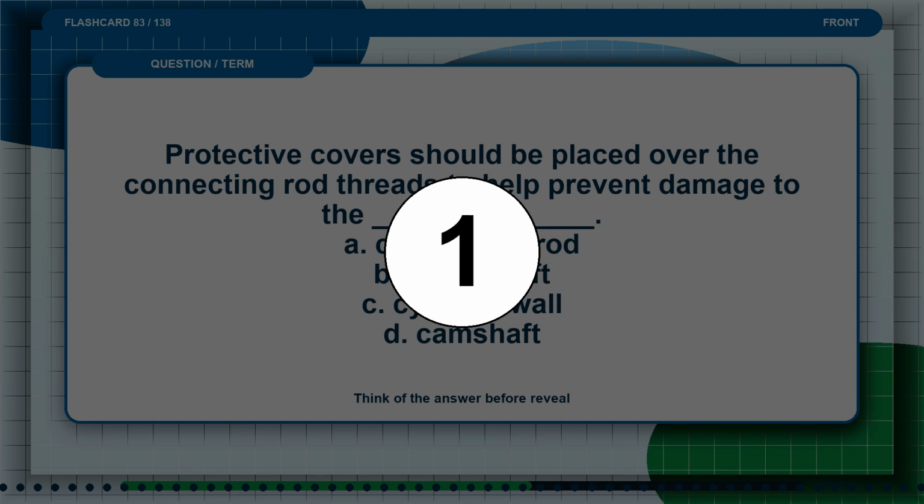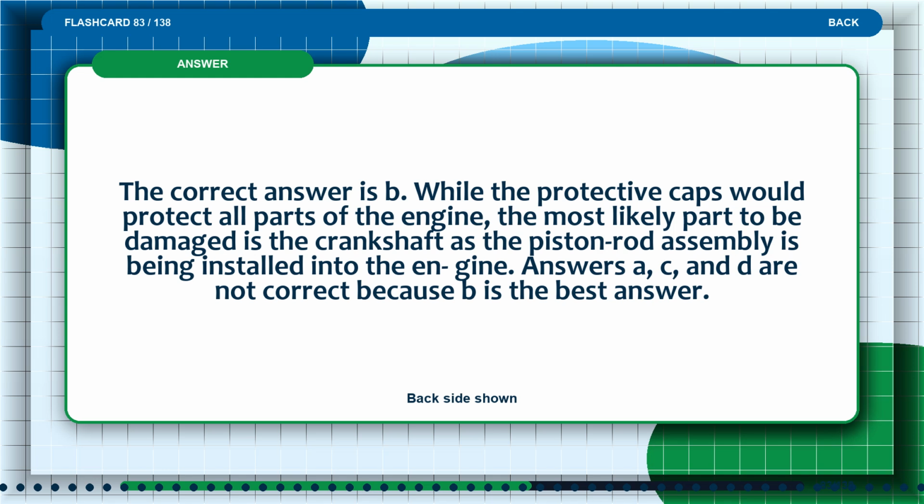The correct answer is B. While the protective caps would protect all parts of the engine, the most likely part to be damaged is the crankshaft as the piston rod assembly is being installed into the engine. Answers A, C, and D are not correct because B is the best answer.